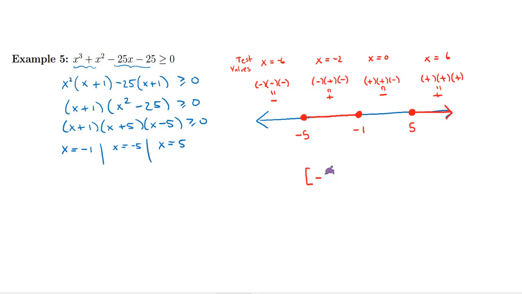As an interval, this would be from negative 5 to negative 1, and then we will union that with 5 to infinity. And to denote the filled-in circles, we're using square brackets there. And then the algebraic solution, negative 5 is less than or equal to x, which is less than or equal to negative 1, or x would be greater than or equal to 5.